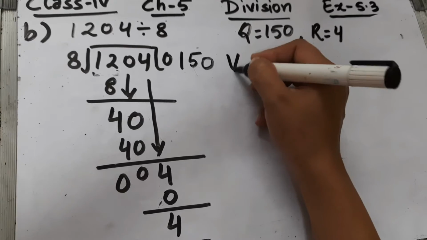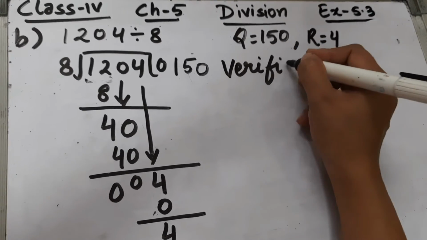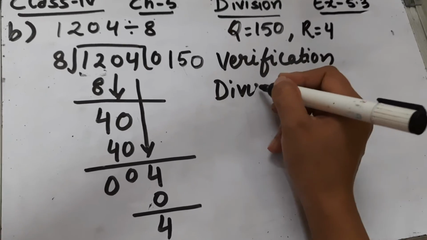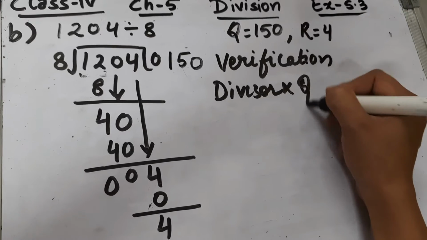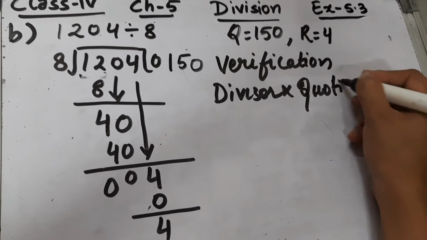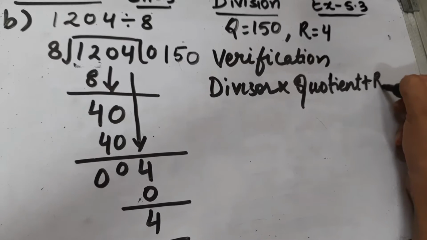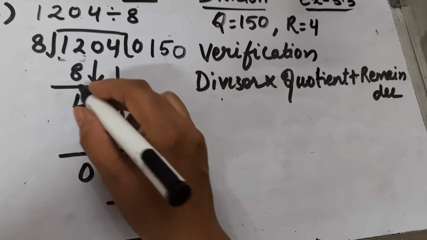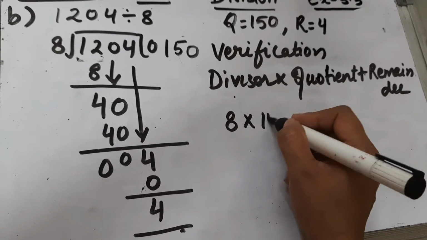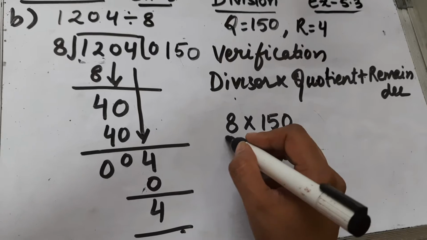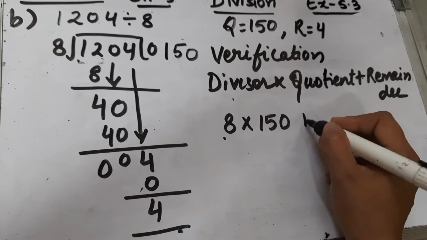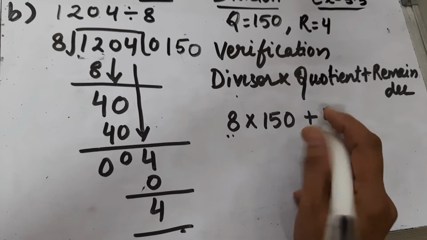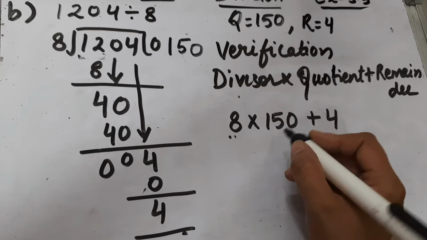And we have to verify also. In verification, what we do, we multiply the divisor by the quotient and add the remainder to it. Okay, divisor is 8, quotient is 150 and remainder is 4. Fine, now multiply 8 by 150.